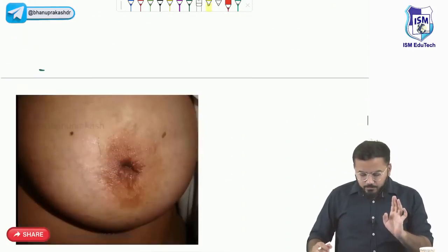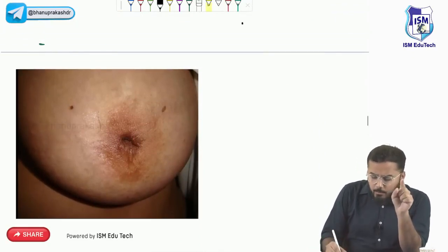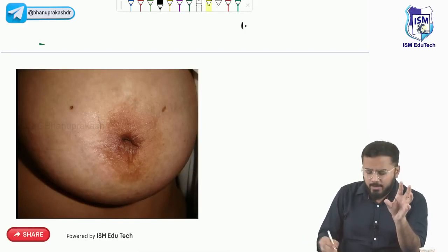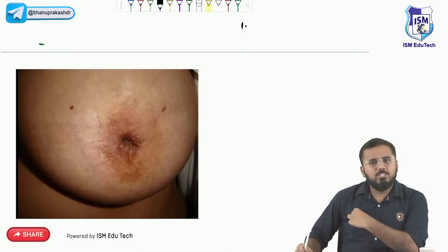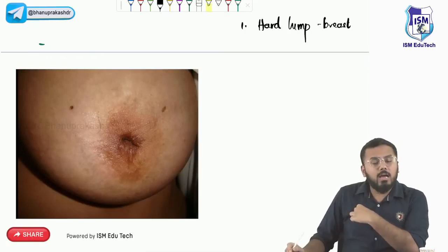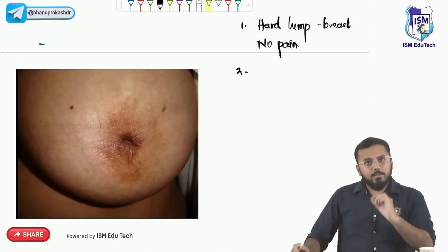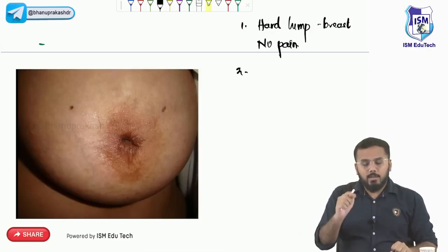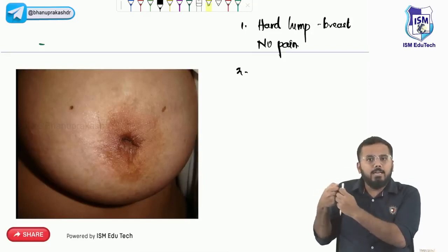Next important thing is that whenever a patient has breast cancer, the first important point to remember is that the patient will complain, doctor, I'm feeling some kind of hard lump in my breast. So the patient feels a hard lump-like thing in the breast, and you have to ask whether it is painful. The patient will tell, no, it is painless, no pain. And when you examine the breast, look at the nipple, guys. In these patients, the nipple is pulled back, right? The nipple is pulled inside.